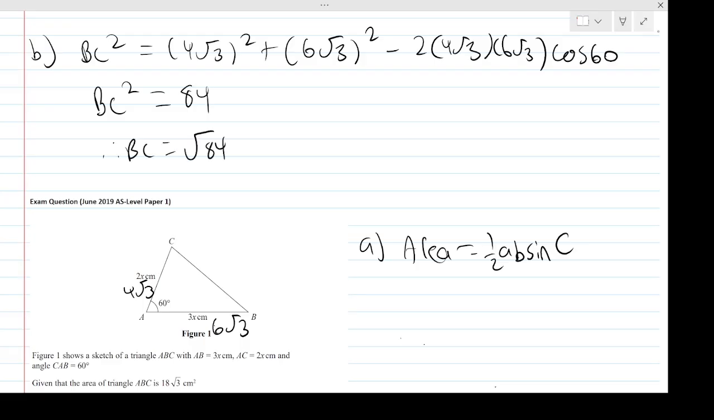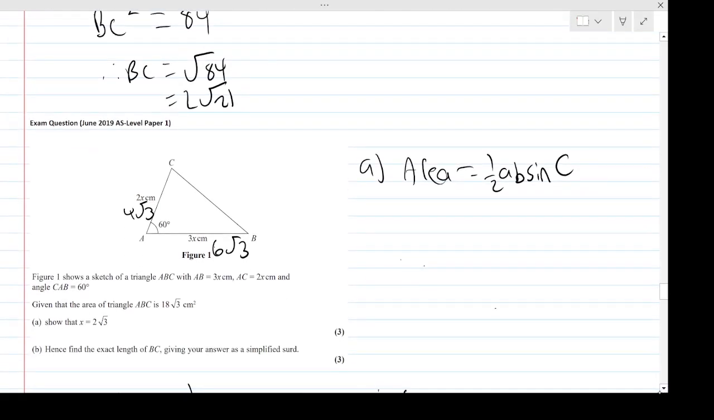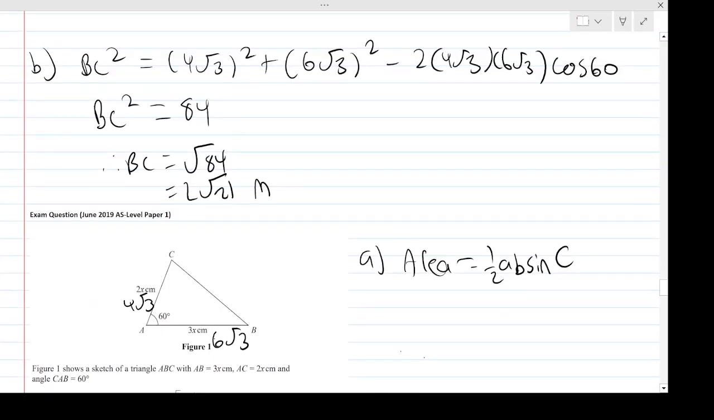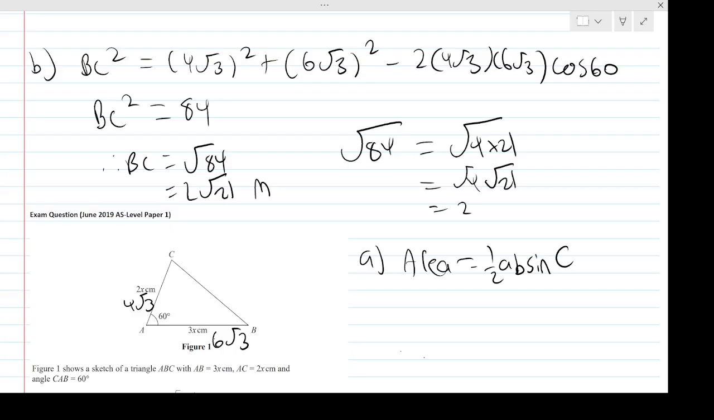And the calculator tells me that is 2 root 21. So that third is then fully simplified. The calculator will always give you a fully simplified third in that case. So there we are, 2 root 21 metres. Again, you could show it if you want to, because root 84, well, 4 goes into 84, so it's 4 times 21. Well then, root 4 root 21, and root 4 is 2, so it's going to be 2 root 21.